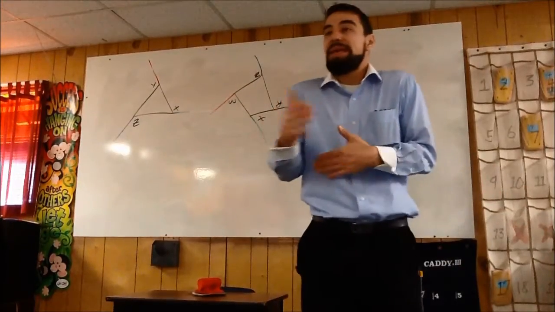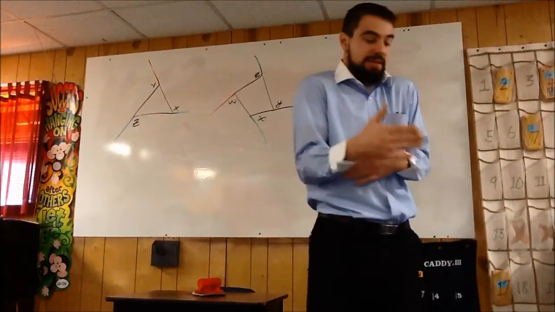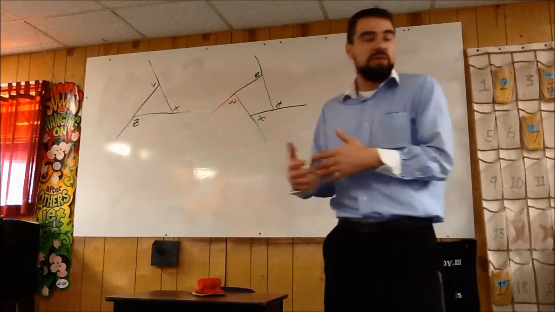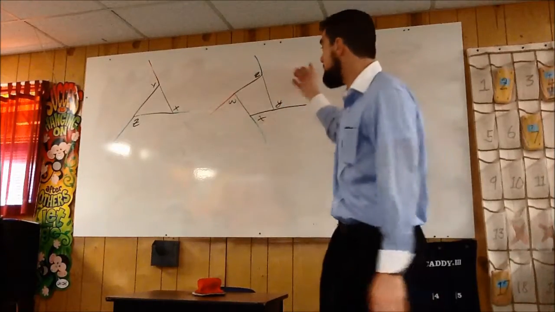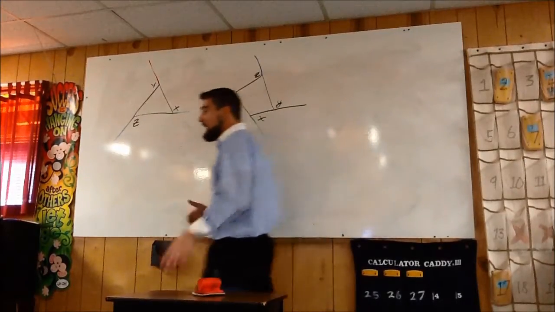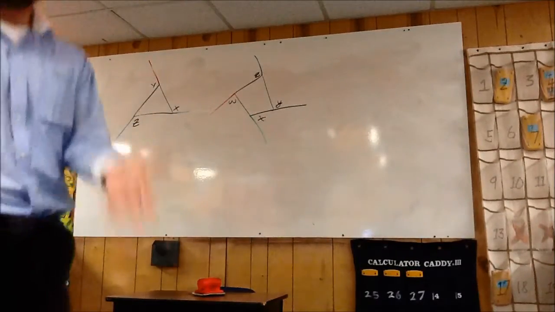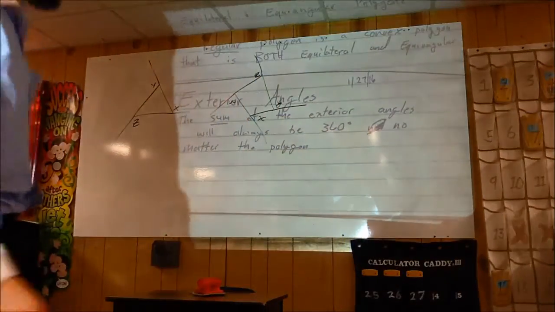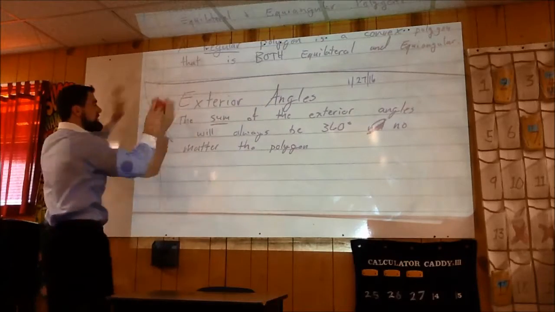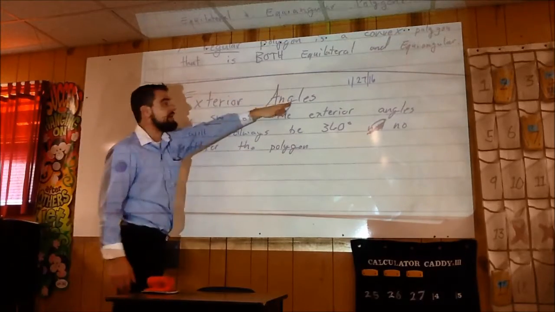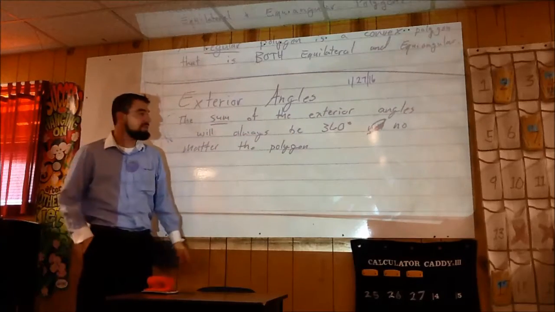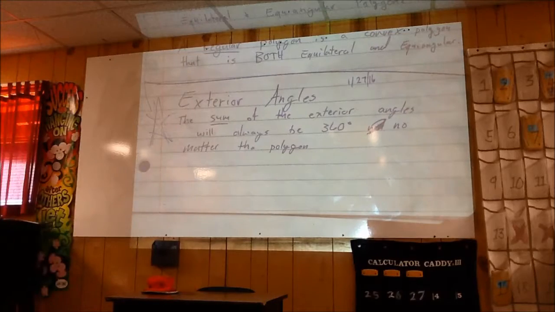It doesn't matter how many pieces it's being broken up. If I add this and this and this, and I have to do that 20 million times, I'm eventually going to have to get back to where I started. And so the exterior angles of any polygon will always sum up to be 360 degrees. So it's good to have those diagrams, but the sum of the exterior angles will always be 360 degrees, no matter the polygon.